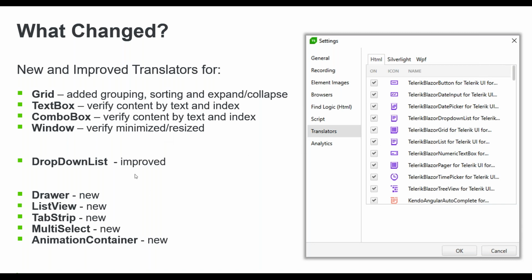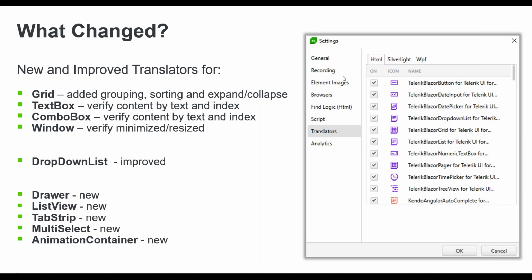And we added brand new translators for the following components, which are part of the Telerik UI for Blazor stack: the drawer, the list view, the tab strip component, the multi-select component, and the animation container component. For the seasoned Test Studio users, those translators are activated from the settings of the tool.